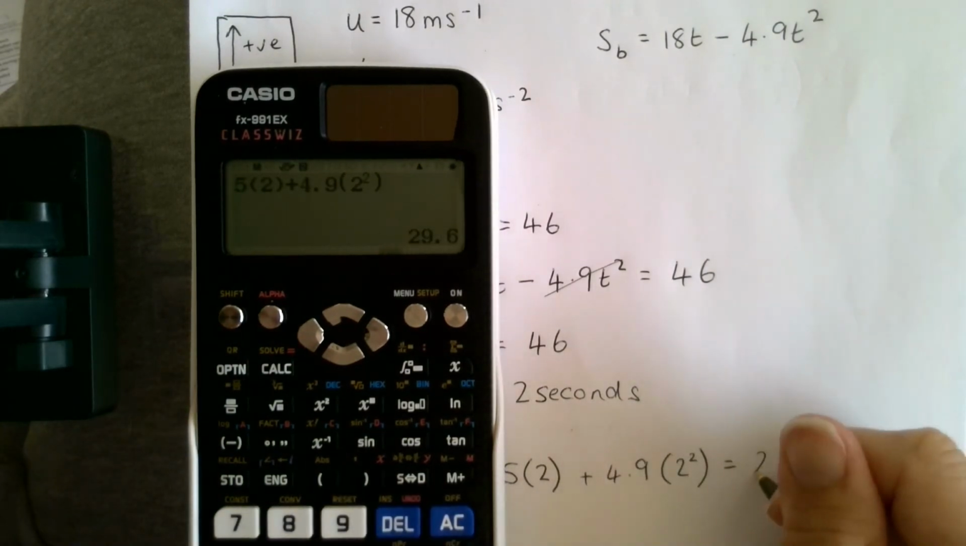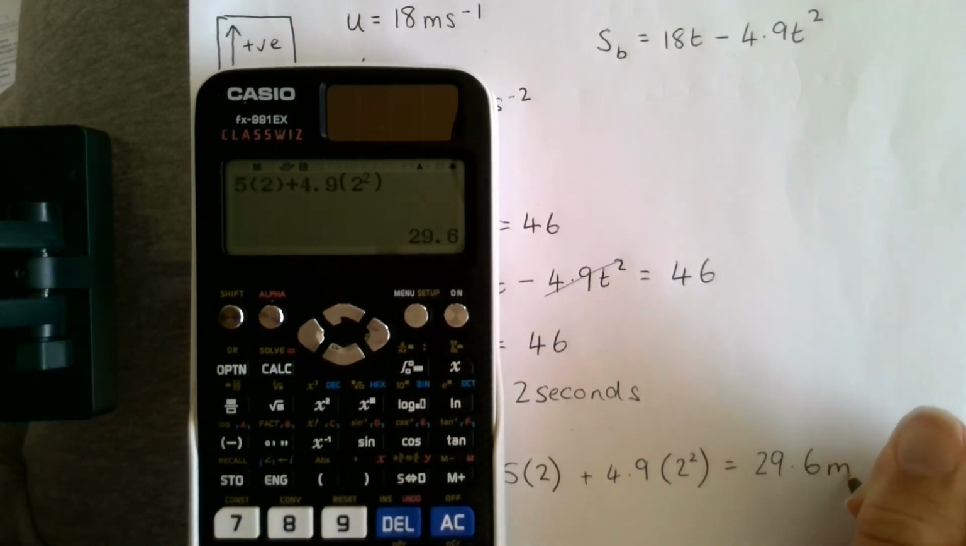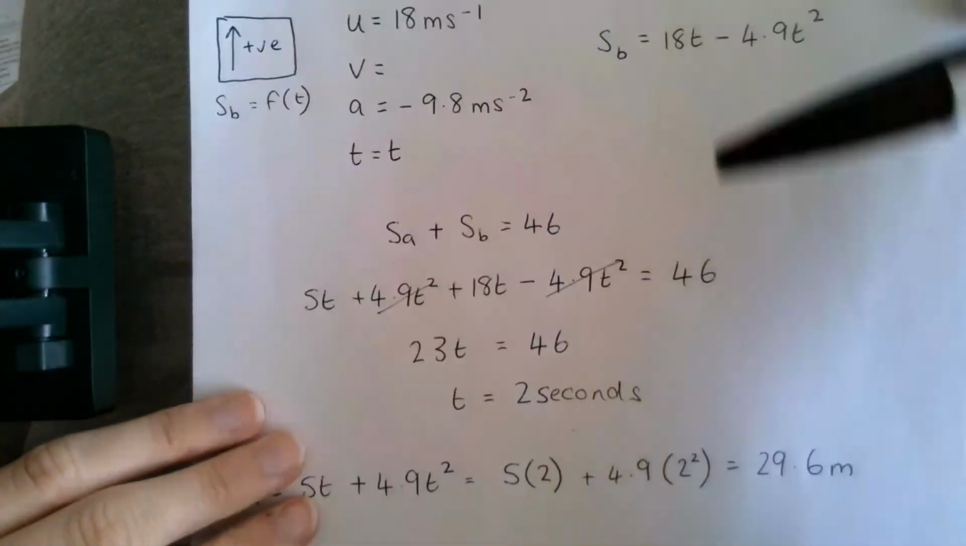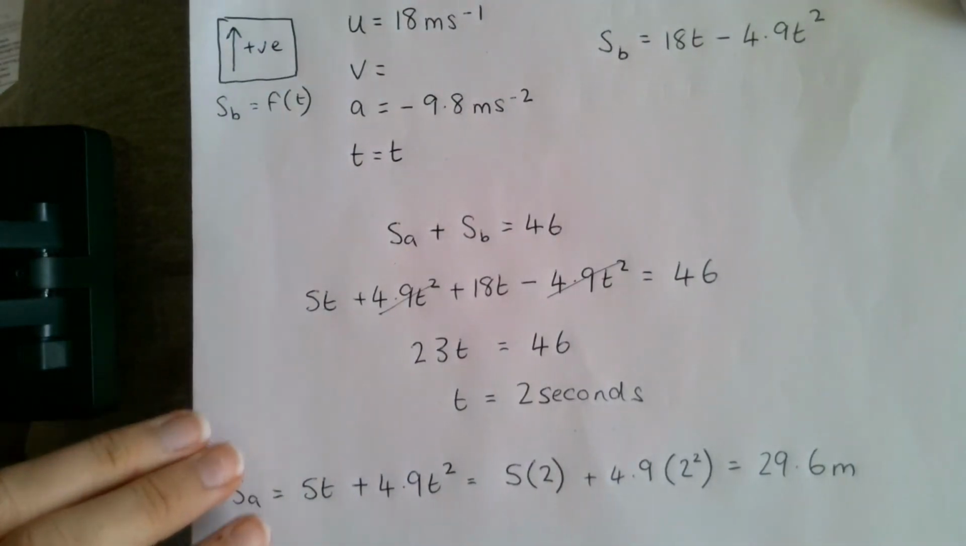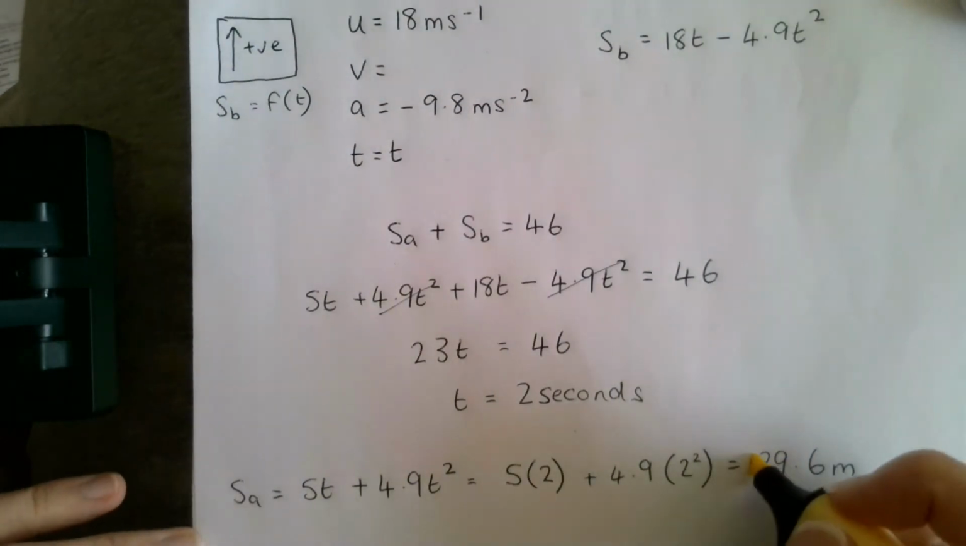And that is 29.6 metres. So the distance from the top of the tower to the collision is 29.6 metres. That's my final answer.